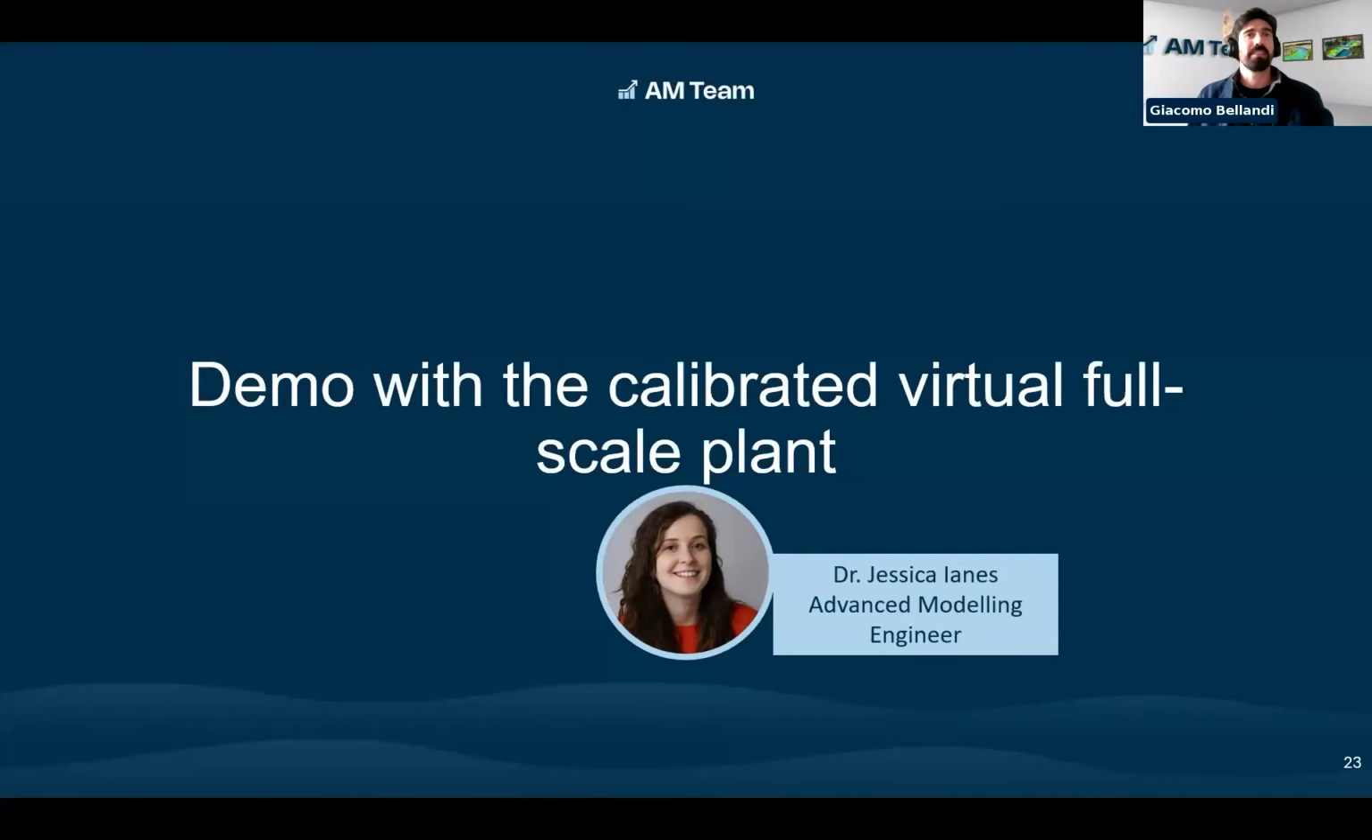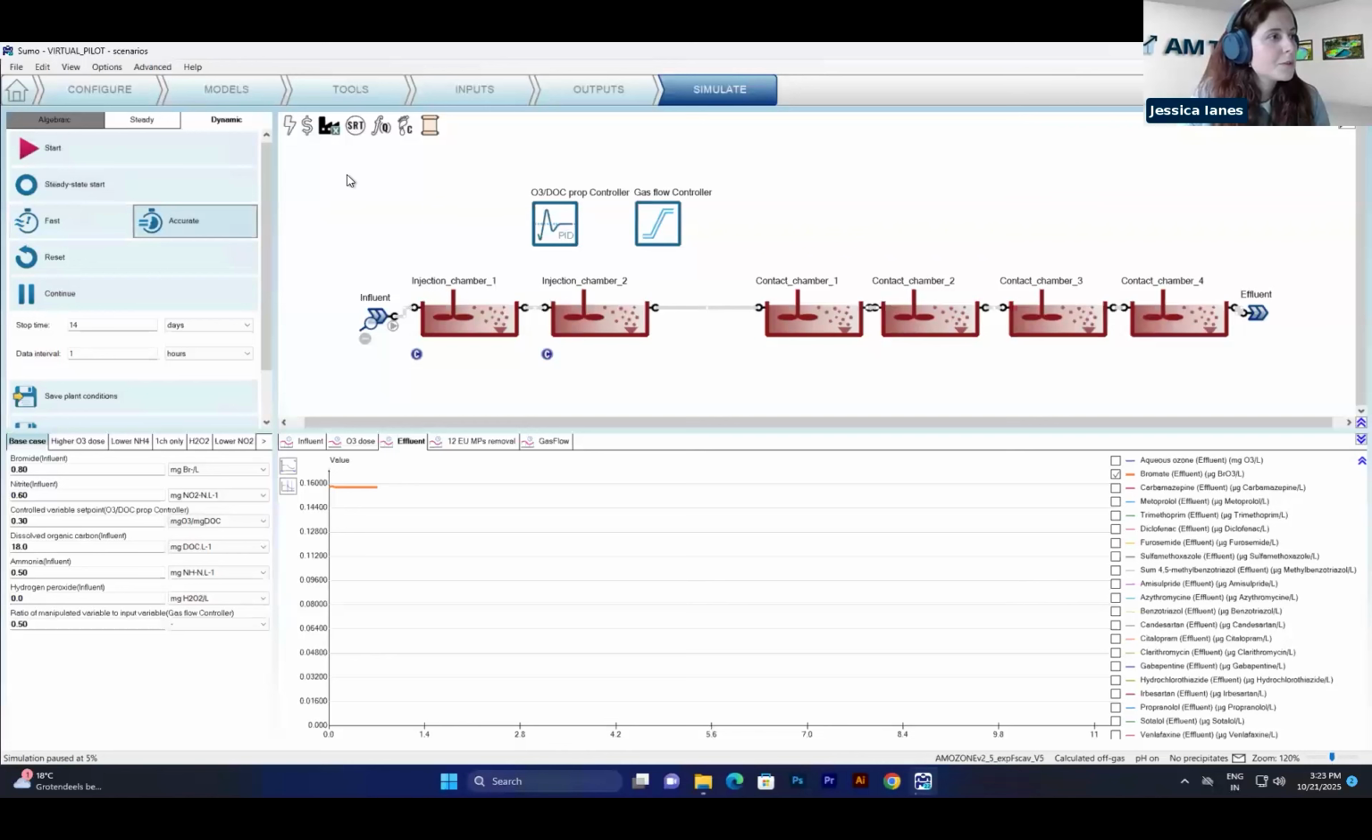The kinetic model is calibrated, and then you step into a virtual world, of which we will now have a sneak peek with Jessica, with a virtual installation and an exercise showing you what happens behind the scenes of AMT. Thank you, Giacomo. I will now introduce you to this demo of the virtual piloting.